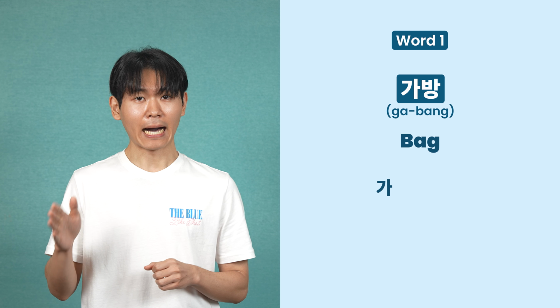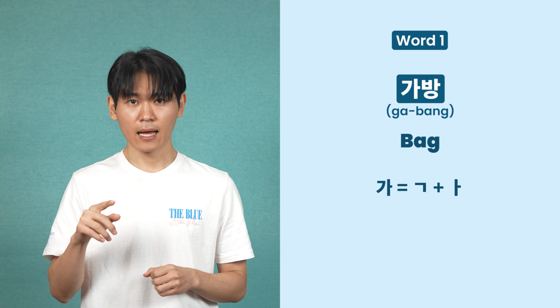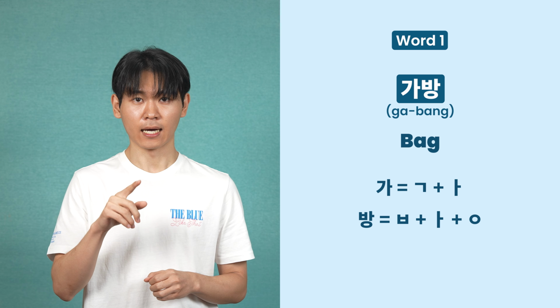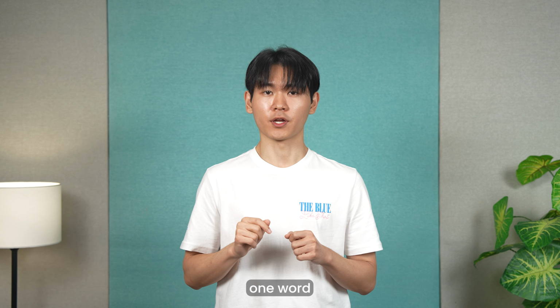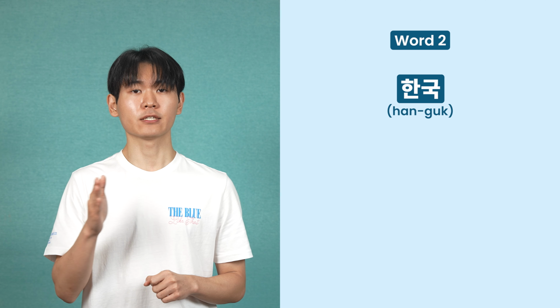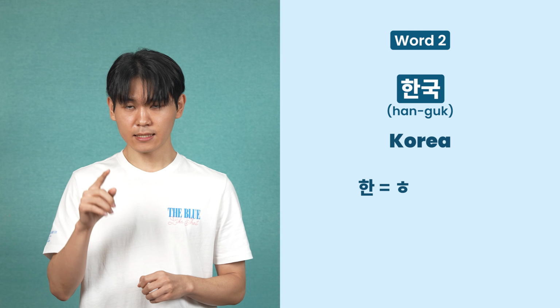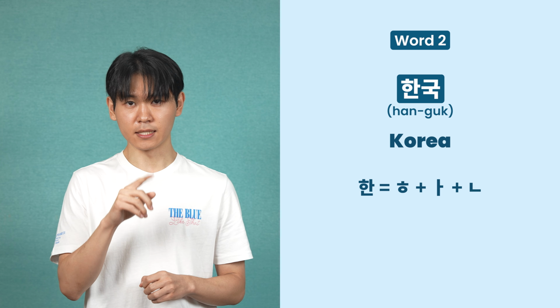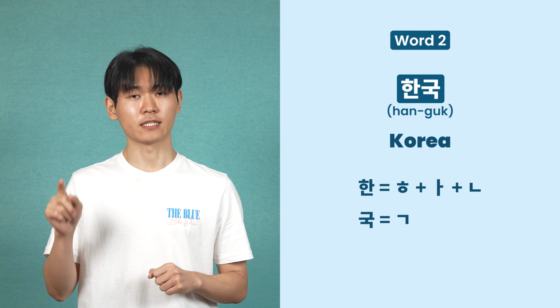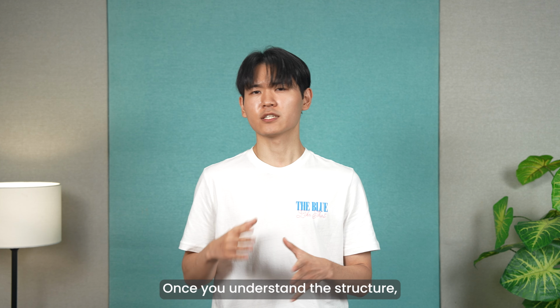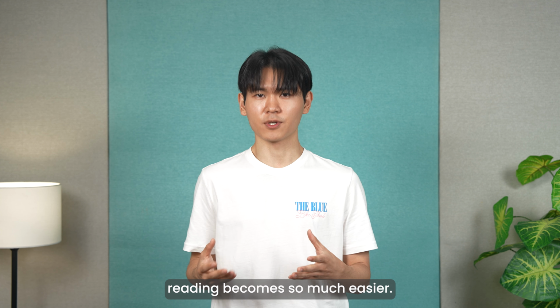Word 1. 가방. 가 is 기억 plus a. 방 is 비읍 plus a plus 앙. Two blocks, one word. Word 2. 한국 means Korea. 한 is 히읗 plus a plus 니은. 국 is 기억 plus 우 plus 기억. Once you understand the structure, reading becomes so much easier.